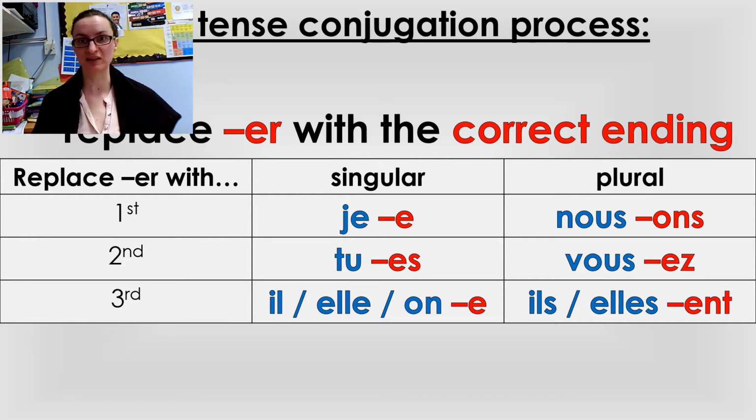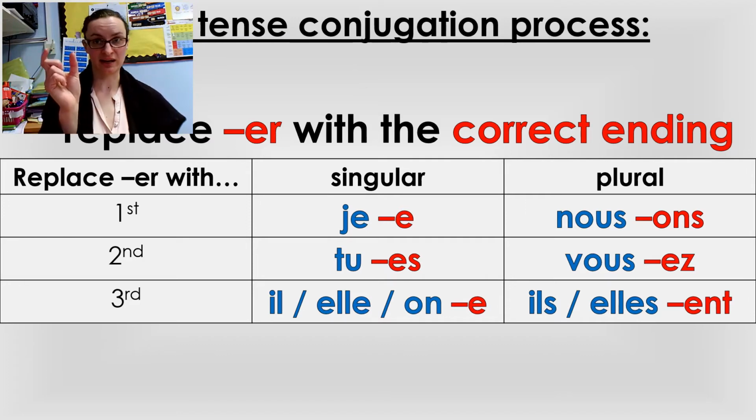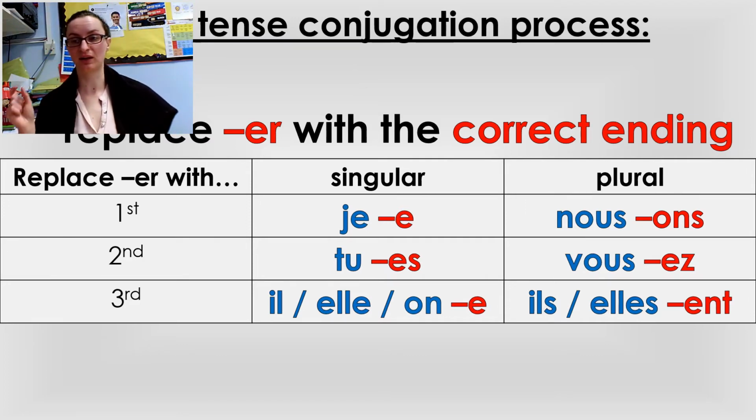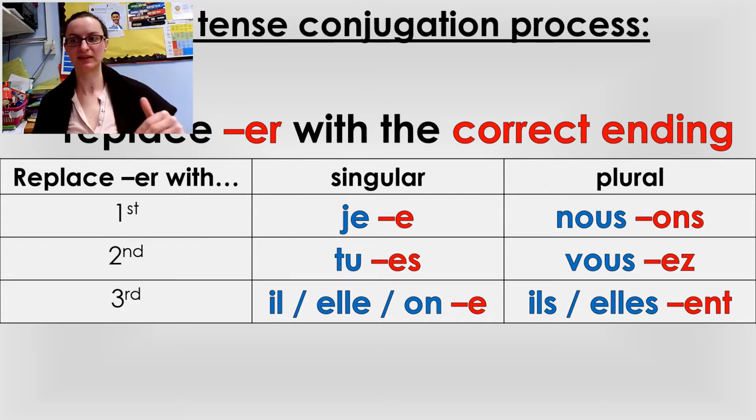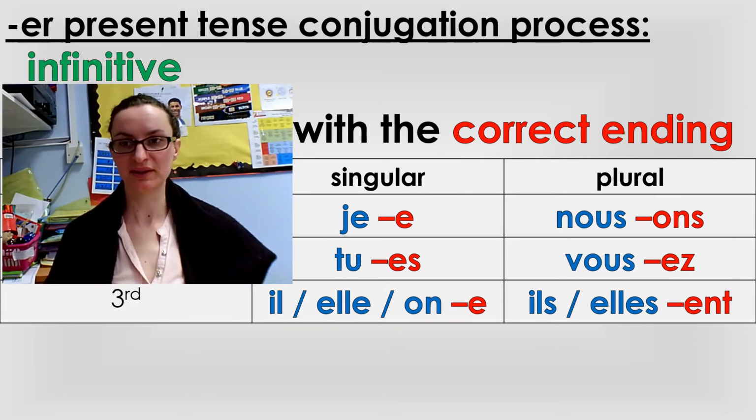This is the grid of ER endings, which you need to learn by heart. Je needs an E at the end instead of ER, tu ES, il, elle, on E, nous ONS, vous EZ, ils, elles ENT instead of ER. Once you've learned subject pronouns like we've done in class, in order, je, tu, il, elle, on, nous, vous, ils, elles, you can easily learn those endings as a chant: E, ES, E, ONS, EZ, ENT. Once you know these, it's pretty straightforward.